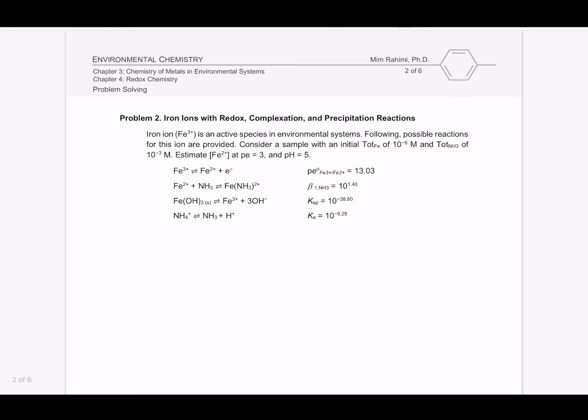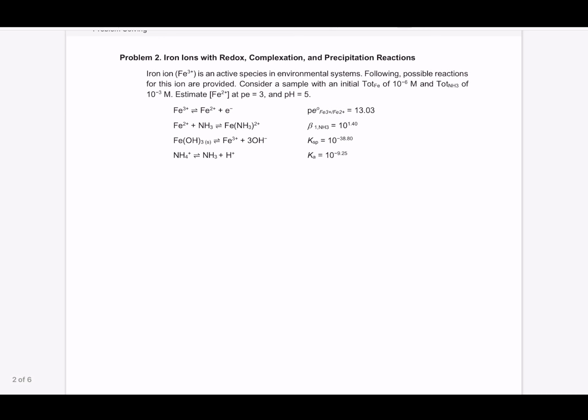In this question, we're talking about iron, specifically iron 3+, Fe3+, and it seems it's involved in a redox reaction, complexation, and some sort of precipitation. And the reactions are all given. The question is not asking us to construct the pC-pH diagram, but rather it's just asking us the concentration of Fe2+ at a given condition.